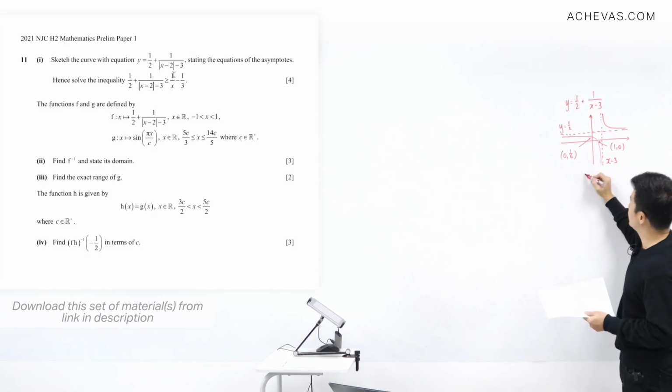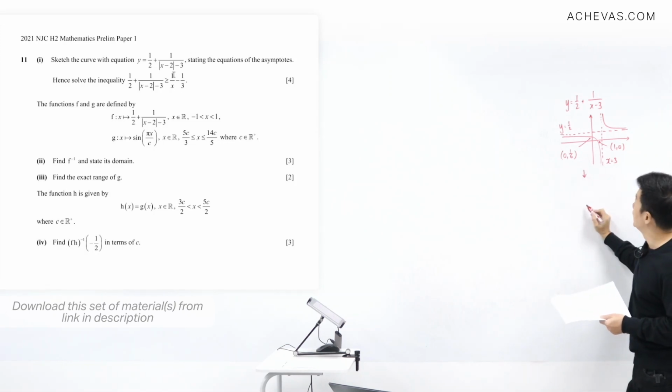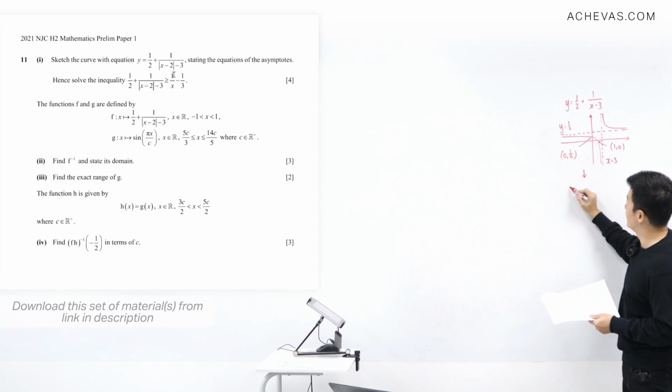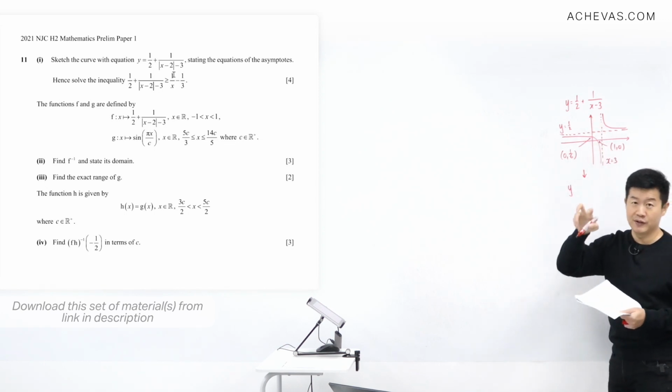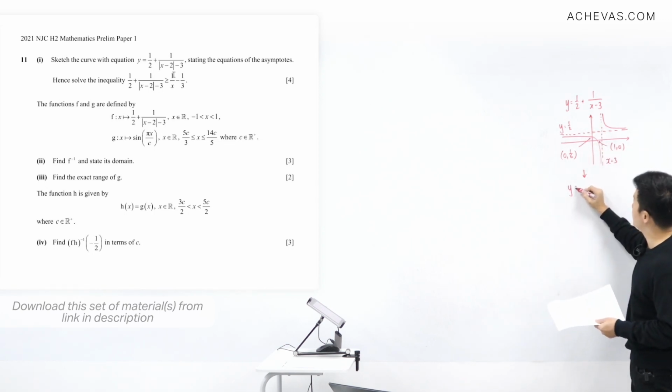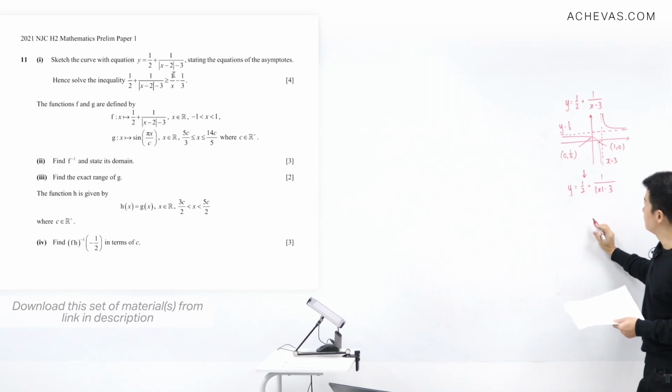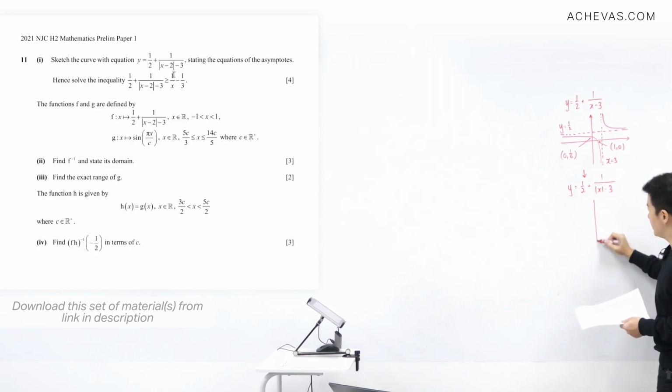Then what I'm going to do is I'm going to do transformation. I'm going to first transform this by replacing x by modulus of x. So which will give me half, then plus 1 over modulus of x minus 3. And this will give me a graph that looks like this. Here, this is the x-axis. I'm going to keep this vertical asymptote here.